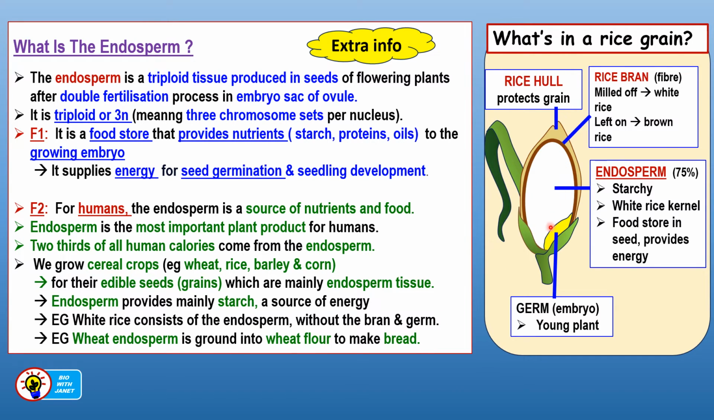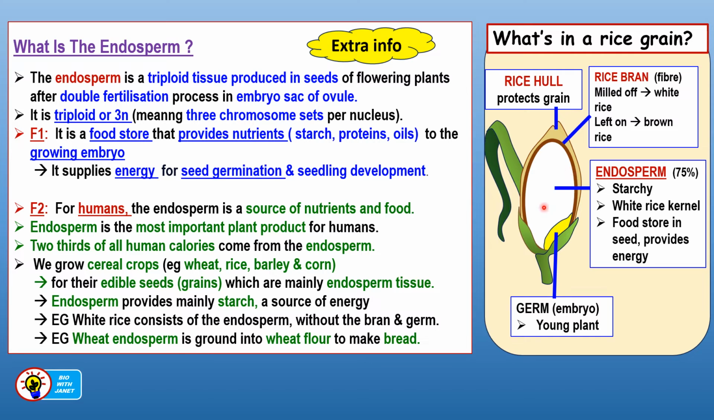What does it contain? Now, the outermost shell or layer is called the rice hull. It protects the grain and it's quite tough. Then the second layer is the rice bran, which is fibrous. So to form white rice, the rice bran will be polished off or milled off. But if it's left on, then it will form the brown rice, which is brownish in color because of the bran. So the bran also contains fibers and nutrients.